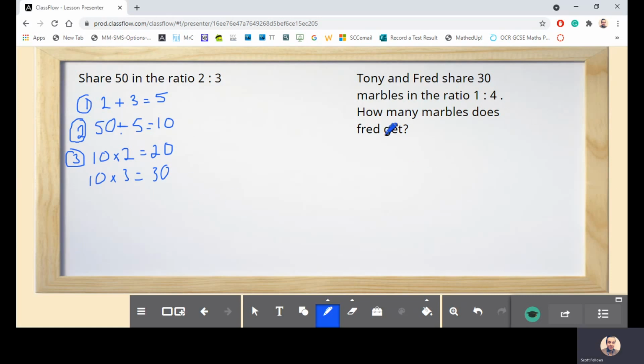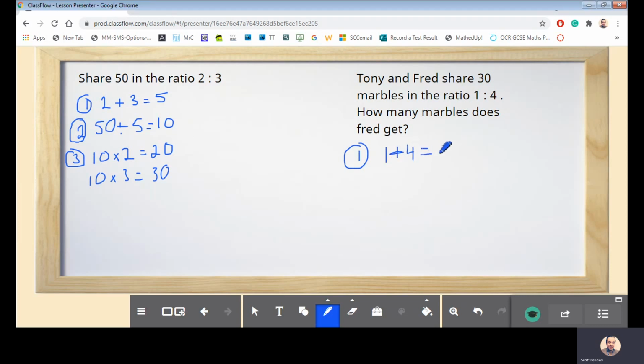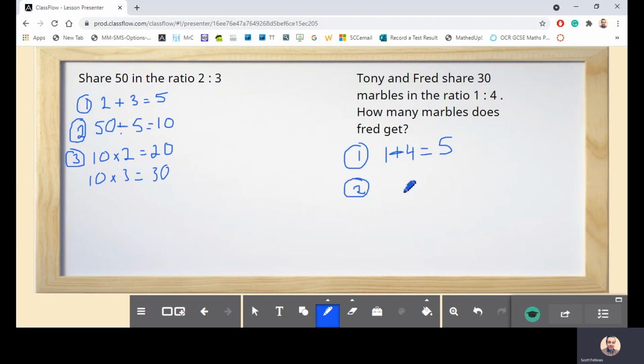Here we've got a worded version. So Tony and Fred share 30 marbles in the ratio 1 to 4. How many marbles does Fred get? So the first step's the same. We add the ratios together. So 1 plus 4 gives us 5. Step 2, we divide the total by the total of the ratios. So we've got 30 divided by 5, which is going to give us 6.